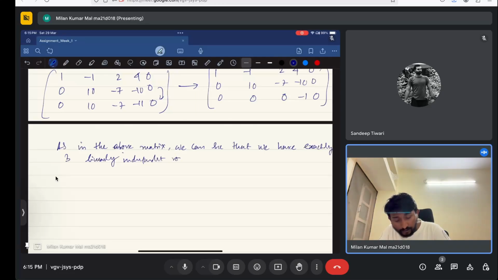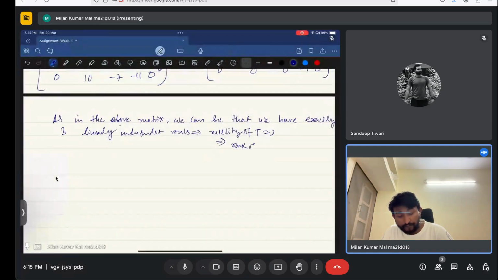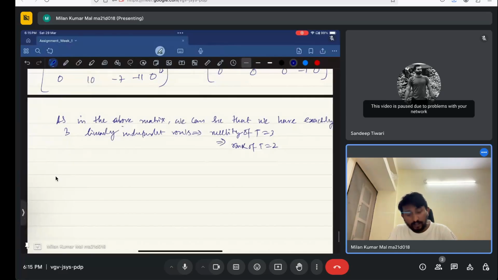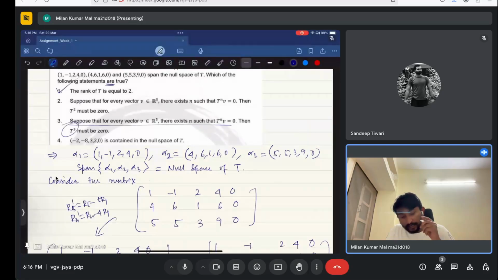Therefore, the nullity of T is equal to 3, and that implies, via the rank-nullity theorem, that the rank of T is equal to 2, because the dimension of the vector space is 5. So the rank of T is equal to 2, that is correct. Okay.